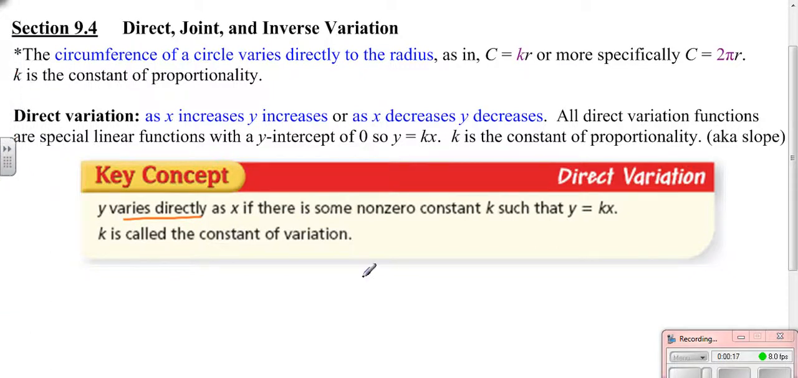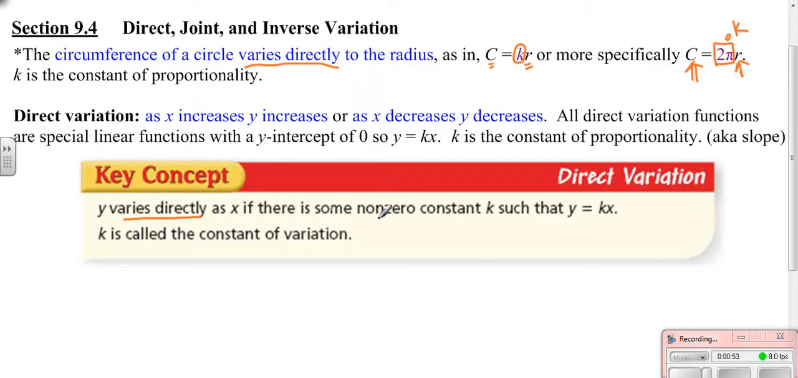The circumference of a circle varies directly to the radius, as in C equals kr. As the radius changes, the circumference changes, and there's this value k that we're going to multiply by that stays constant. We're used to looking at it like this. This 2 pi r, the 2 pi is our k. No matter what radius we're using, we always multiply by 2 pi. And then this number changes, multiplied by a constant, makes this number change. So this is a direct variation.